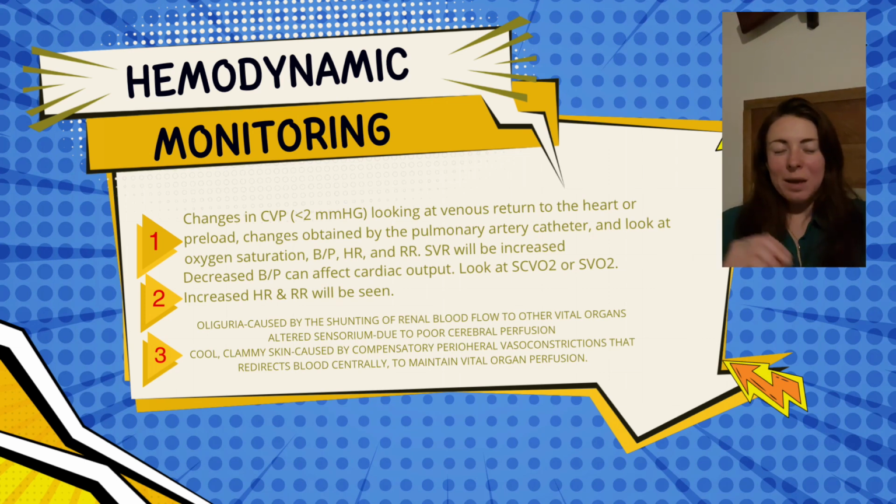Specifically, when you're looking at blood pressure, it's usually less than 80 systolic. You'll probably see an increase in heart rate and definitely an increase in respiratory rate or increased work of breathing because the body is trying to compensate.